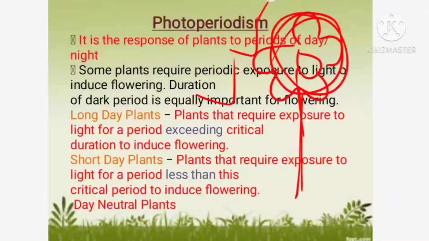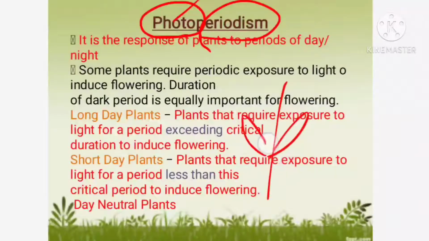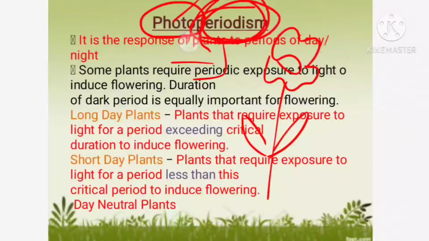Now, listen carefully, so you would have understood the term photoperiodism. Photo means light, periodism means for a particular period. Now, is exposure to light for 1 minute enough, or is exposure to light for 1 hour enough? No, it is not like that. It has some particular duration, that is why it is period. So, it has to be exposed for a particular period.